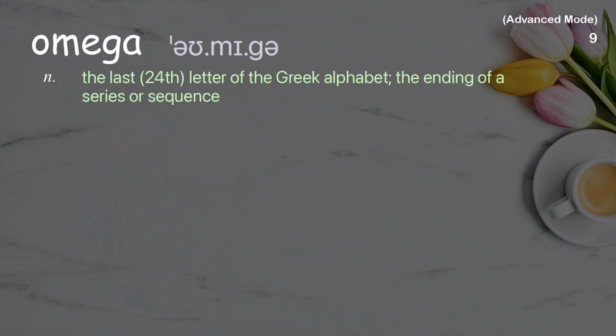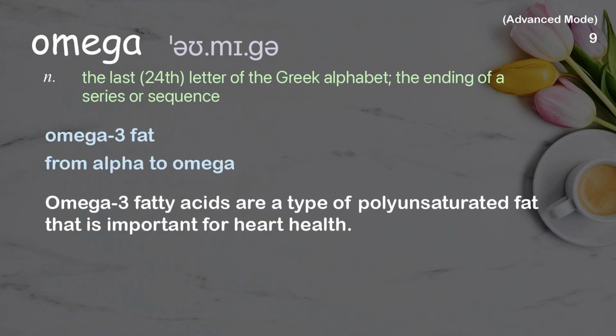Omega. The last, 24th, letter of the Greek alphabet, the ending of a series or sequence. Examples: Omega-3 fat, from alpha to omega. Omega-3 fatty acids are a type of polyunsaturated fat that is important for heart health.